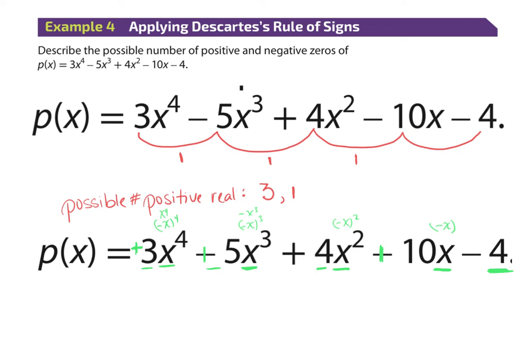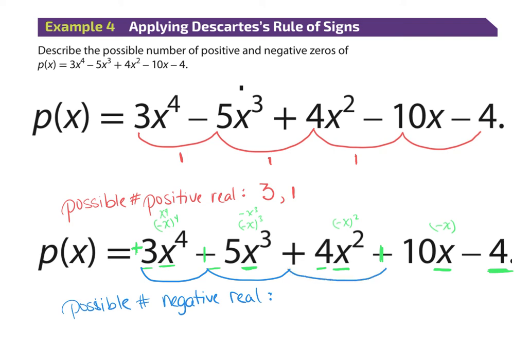And then my possible number, helps to spell possible, right? Number of negative real. I'm going to do the same thing I just did with this guy. It goes from a positive to a positive. I don't count it. Positive to a positive. It still did not change. Positive to a positive. Still did not change. Positive to a negative. My only option is I could possibly have 1. I could have 1. That's all Descartes' rule of signs says.